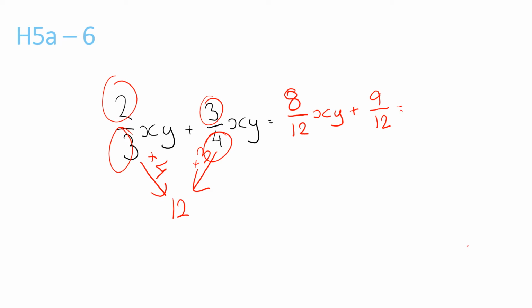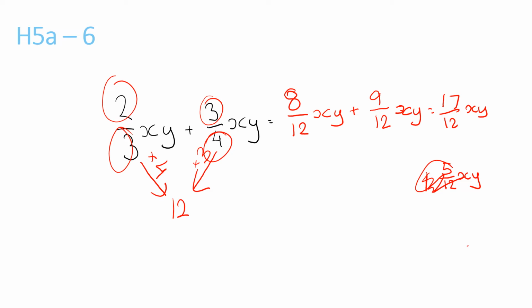Equals, but you remember the x and y here. Equals 17 over 12 x, y. You could have this as the improper fraction, but the worksheet says do not change it into a mixed number. So don't make it 1 and 5 over 12 xy, because the Kumon worksheet says to do it not a mixed number. So it would be 17 over 12 xy. That's the answer.